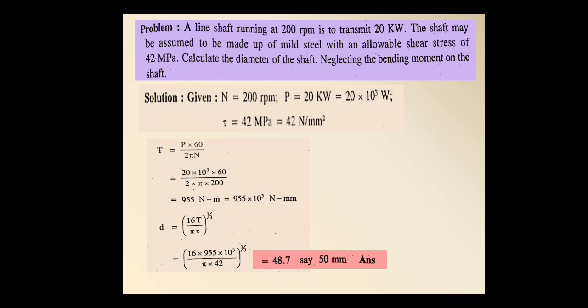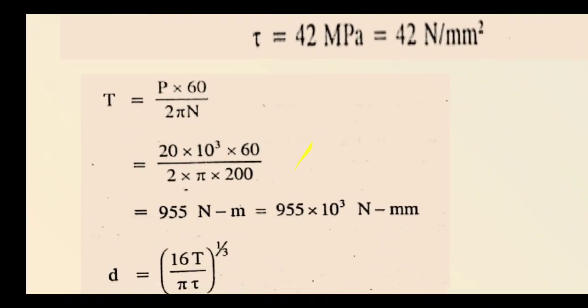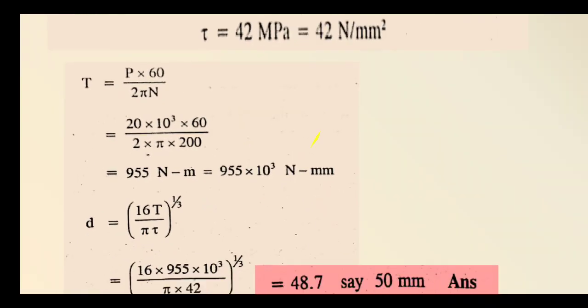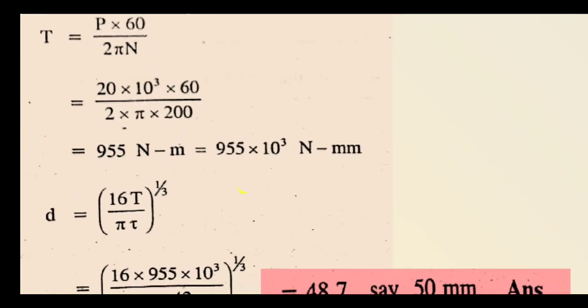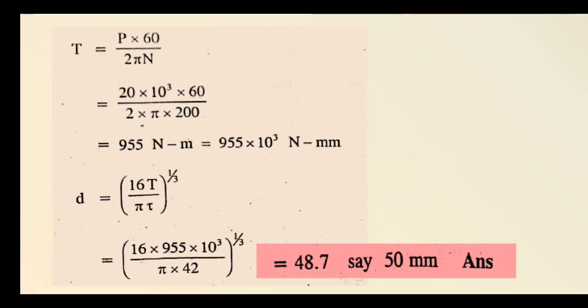Power P is equal to 2 pi nT divided by 60. As you know already. So just rearrange that formula to calculate torque T. So it becomes T is equal to P into 60 divided by 2 pi n. It is given, so you just have to concentrate on the slide. P into 60 divided by 2 pi n.